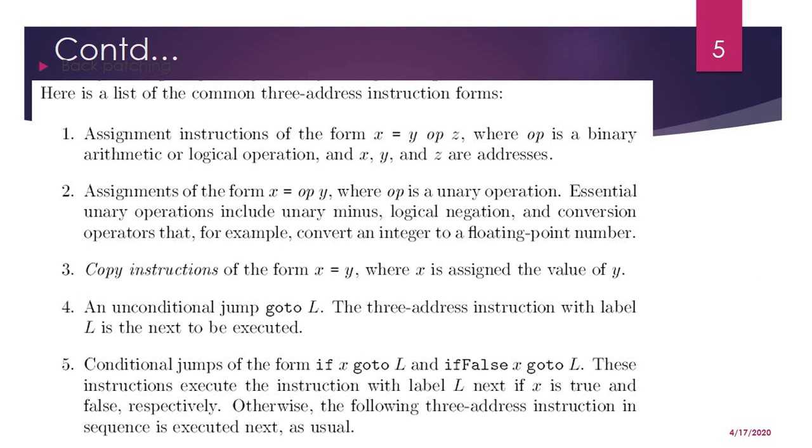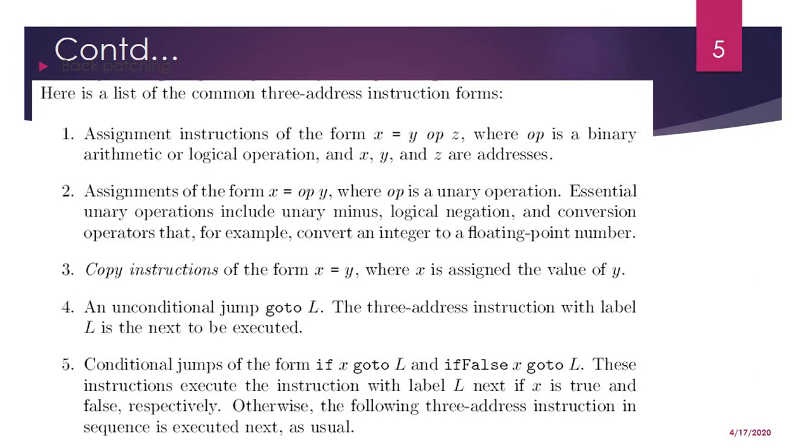So here there are so many 3 address instruction forms. The first one is assignment instruction. It is of the form x equal to y operator z. y and z are operands and x is the result. OP is the operator. And the second form is assignment form. It is x equal to operator y. So this is a unary operator. The first form is of binary operator. The second one is of unary operator. The third one is copy instruction. It is x equal to y. So the contents of y will be copied to x.